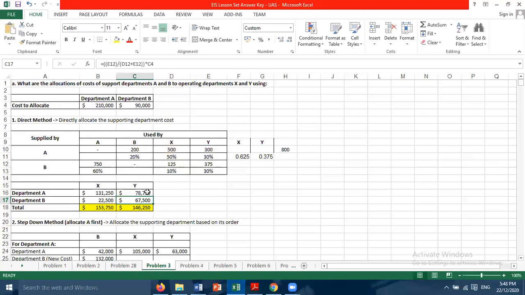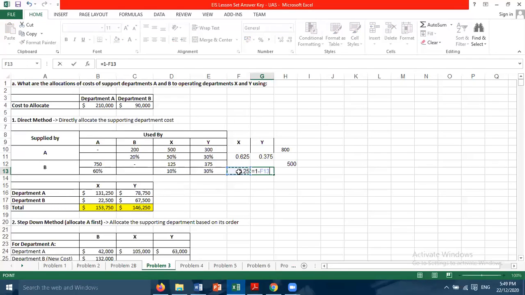78,750. Now, the same thing applies to department B, where all we need to do is find the weighting used by operating departments X and Y from the work done supplied by department B. In this case, they all have a total of 500, right? Then we need to find the weighting if we only consider these two operating departments. 125 to 500, 25% and 75%.